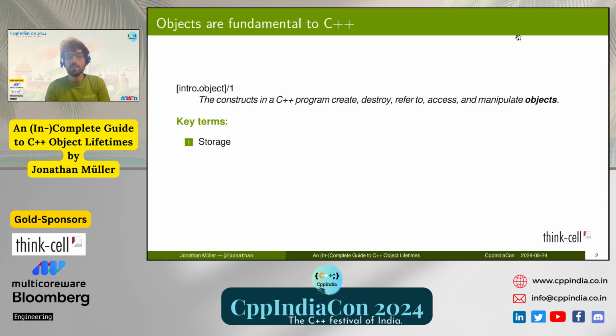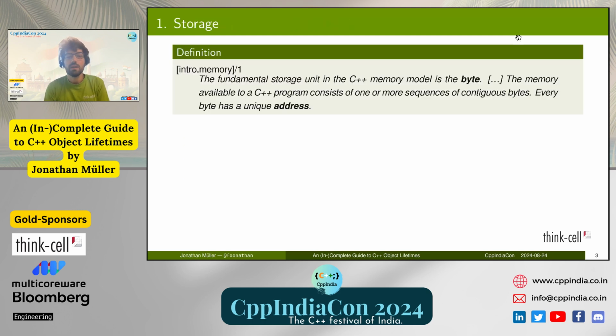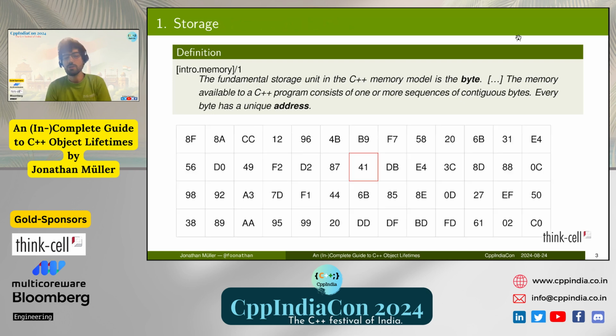And by objects, I don't mean objects in the object-oriented sense. I mean objects, a very specific term of art in the C++ standard. And to understand that term, we need to understand three things. The first is storage, the second is value, and the third is type. Let's begin with storage. The fundamental storage unit in the C++ memory model is the byte. And the memory available to a C++ program consists of one or more sequences of contiguous bytes, which have unique addresses. So here's some storage. It's just a whole bunch of bytes, and then I've highlighted one byte. It contains the hexadecimal 0x41.